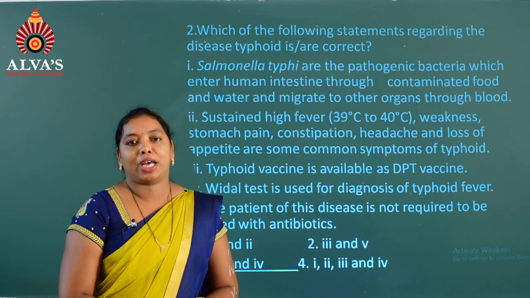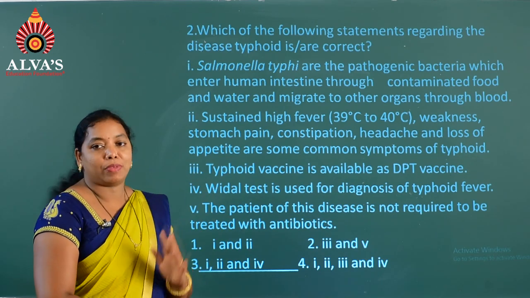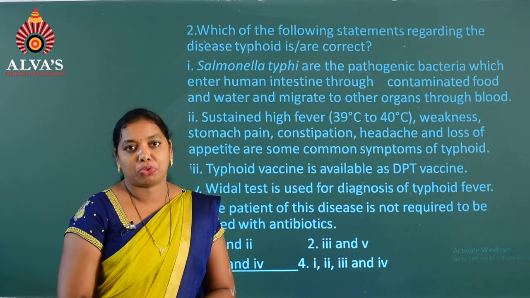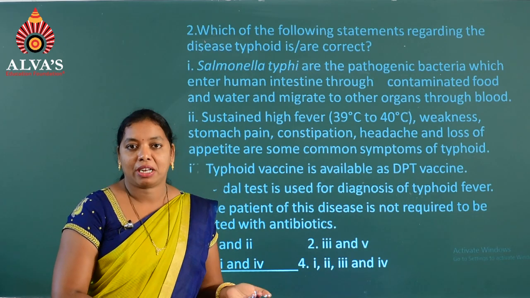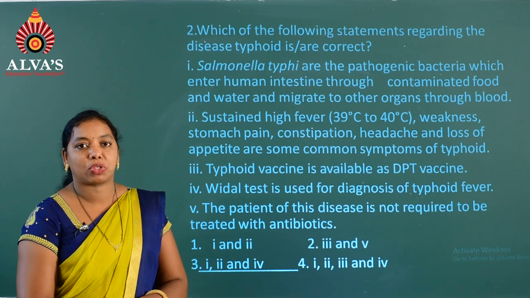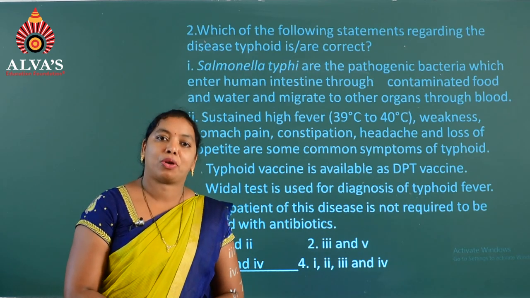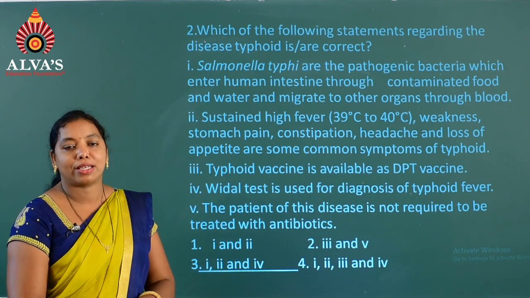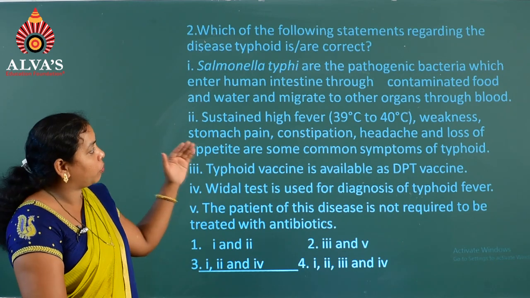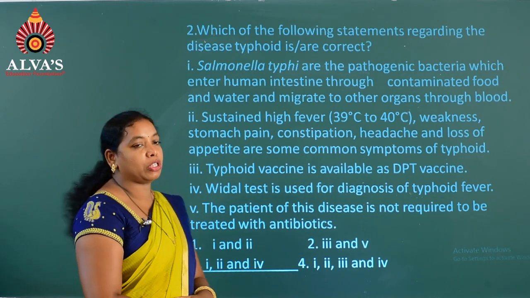We also know that the DPT vaccine is not used to treat typhoid; the DPT vaccine is commonly used against diphtheria, pertussis and tetanus. Antibiotics are one of the treatment measures given for the disease called typhoid. Hence, after going through all the options, we can see that the first statement, about Salmonella typhi, is related to the disease.